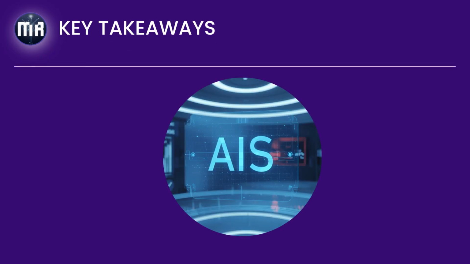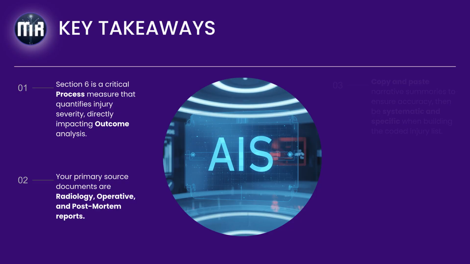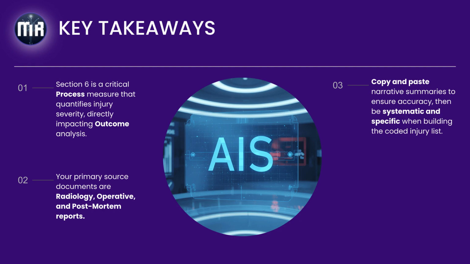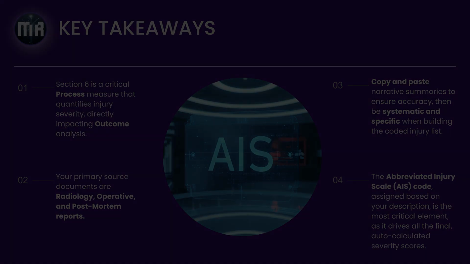Let us now summarize the key takeaways from this module. First, Section 6 is a critical process measure that quantifies injury severity, which directly impacts our outcome analysis. Second, your primary source documents are radiology, operative, and postmortem reports. Third, you must copy and paste the narrative summaries to ensure accuracy, and then be systematic and specific when building the coded injury list. And finally, remember that the abbreviated injury scale, or AIS code, which is assigned based on your description, is the most critical element, as it drives all the final, auto-calculated severity scores.